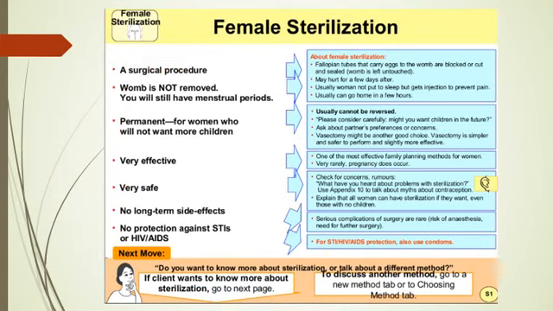We should also tell that this procedure is very effective, very safe, and the womb will not be removed. So she continues to have a menstrual period. There are no long-term side effects. And if our client wants to know more about sterilization, we can explain much more.